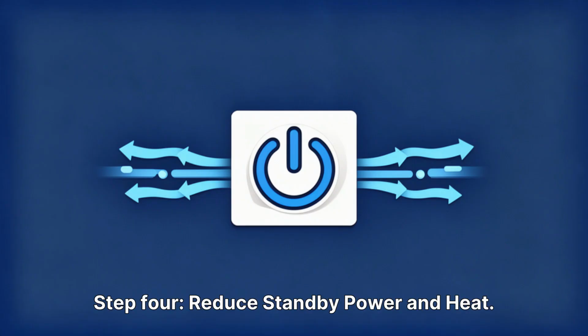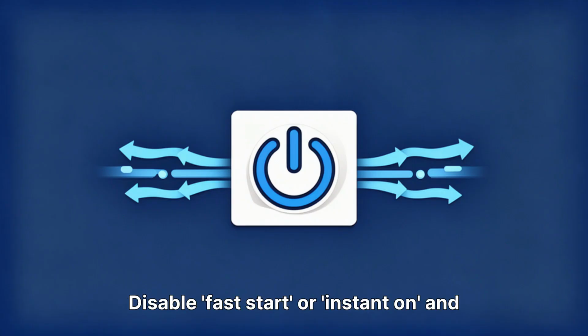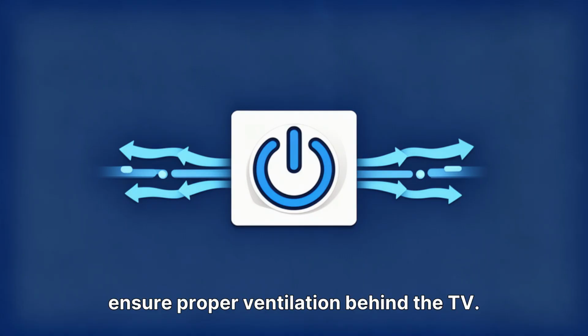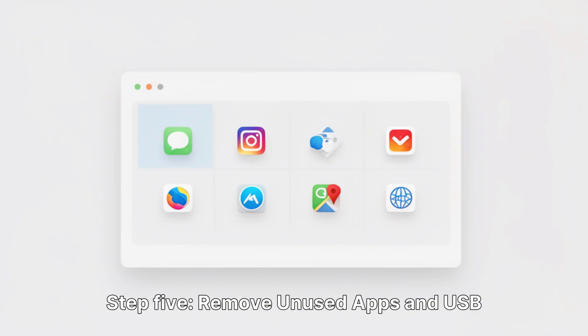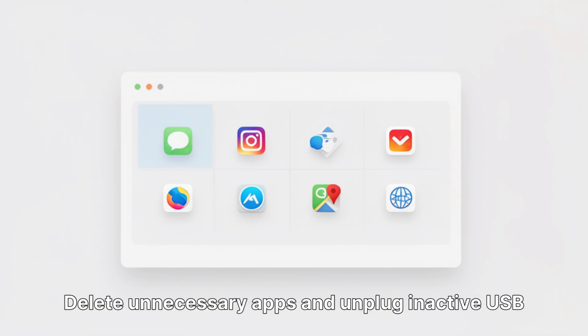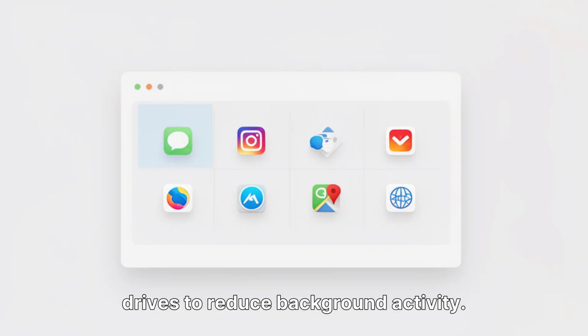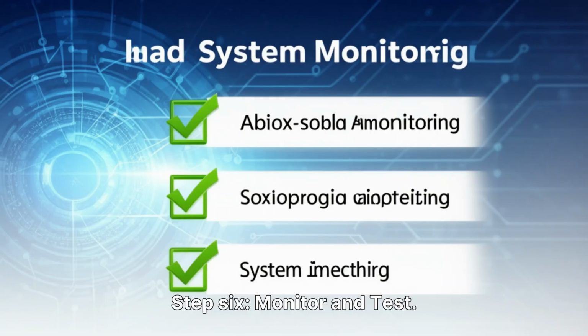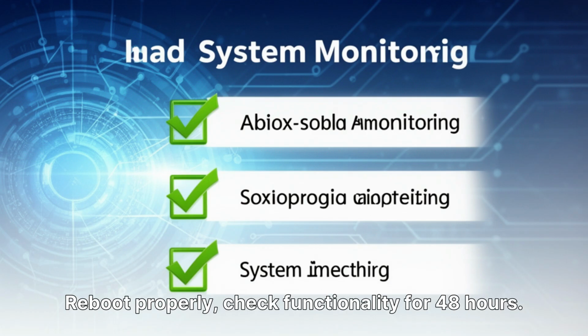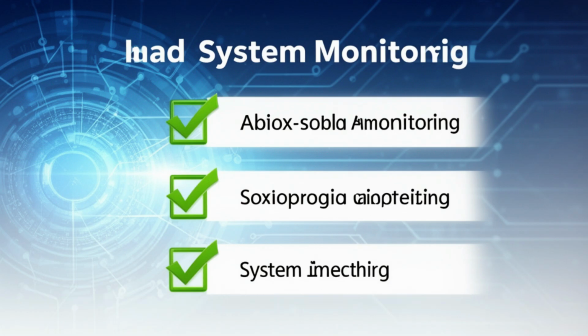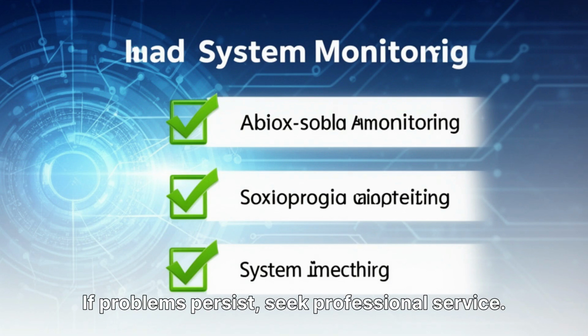Step 4. Reduce standby power and heat. Disable fast start or instant on and ensure proper ventilation behind the TV. Step 5. Remove unused apps and USB devices. Delete unnecessary apps and unplug inactive USB drives to reduce background activity. Step 6. Monitor and test. Reboot properly, check functionality for 48 hours. If problems persist, seek professional service.